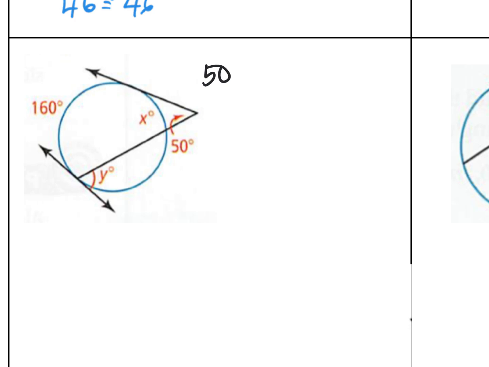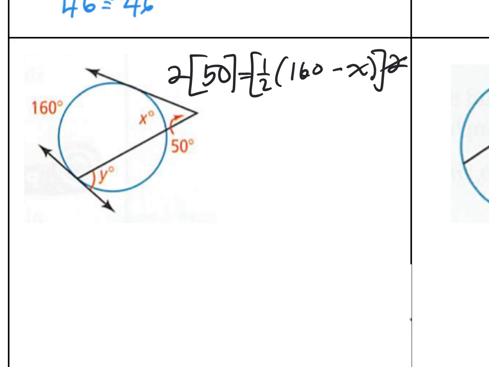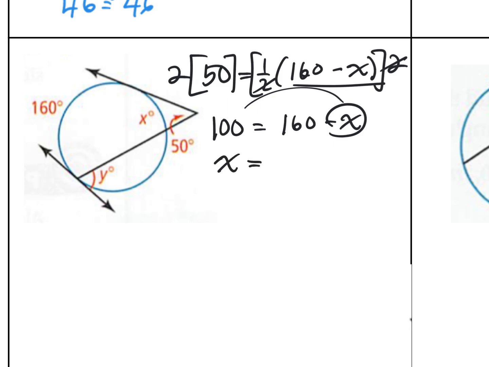That's going to be 50 degrees is equal to 1/2 of 160 minus x. We don't know the x. So I'm going to multiply both by 2 to cancel this out. So 2 times 50 is 100. What is left is just 160 minus x. Now I'm going to transfer 1 on the other side. That's going to become positive. 160 minus 100. So x is equal to 60 only.